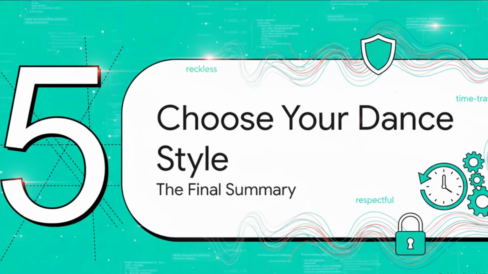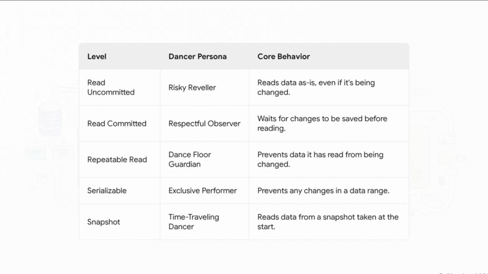Wow, okay, we've met the whole cast of characters now. From the reckless to the respectful, the guardians to the time travelers. Now it is time to bring it all home and figure out which one of these dance styles is the right one for you. And this table just lays it all out perfectly. Up top, you've got the risky reveller. You get maximum concurrency, everyone can dance at once, but the consistency is terrible.